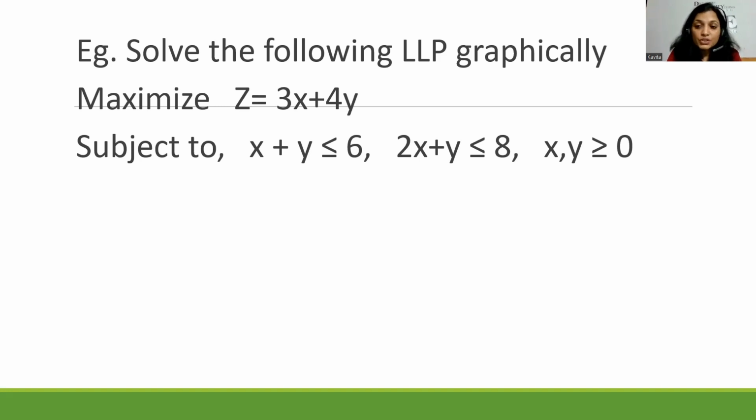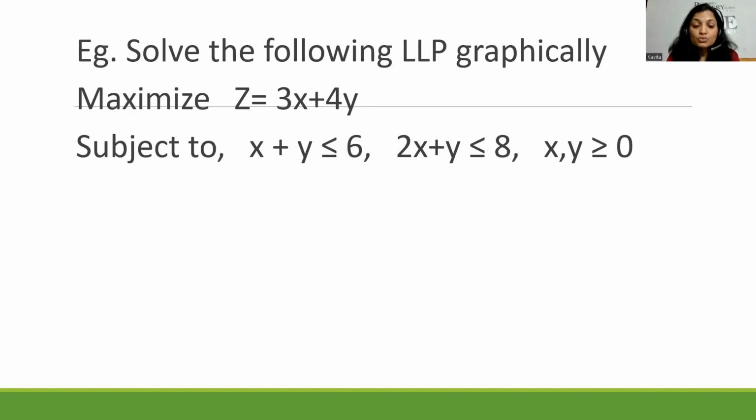Z is your objective function, and your objective is to maximize z. That means we are going to find out the maximum value of z. At that point we need to identify what is the value of x and what is the value of y where we can get the maximum value of z. That solution will be called the optimum solution of this linear programming problem. So maximize z is equal to 3x plus 4y is your objective function.